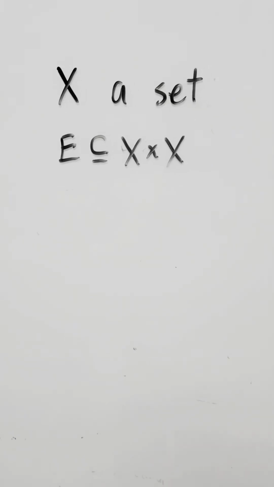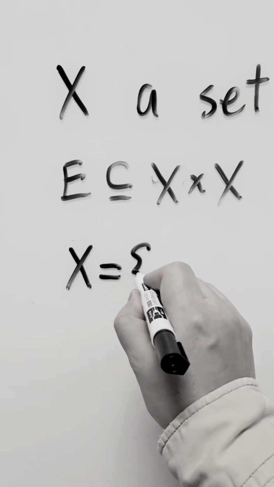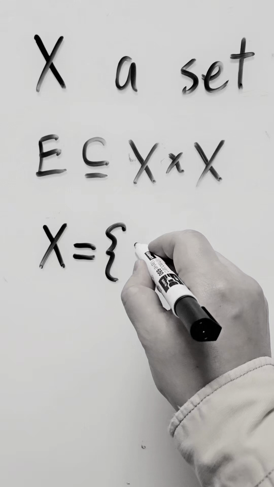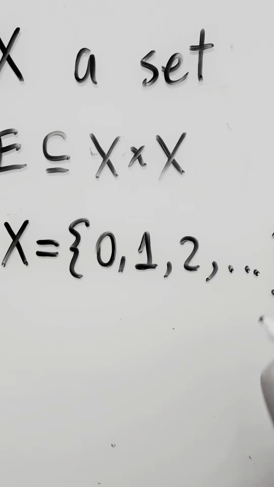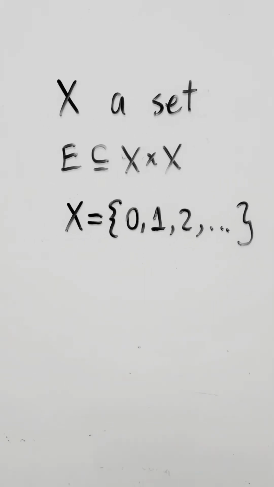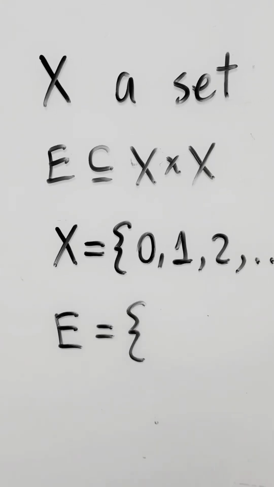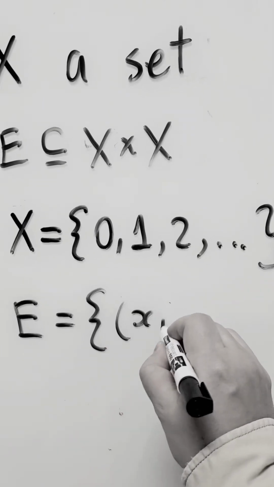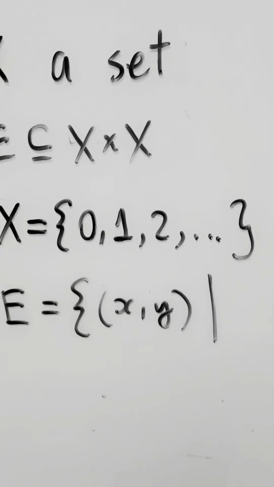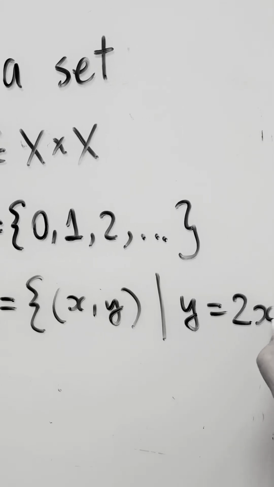Here is yet another example of an equivalence relation. Consider the set X to be the set of all natural numbers, including the number 0. Define E to be consisting of those ordered pairs (x, y), where y equals 2 times x.